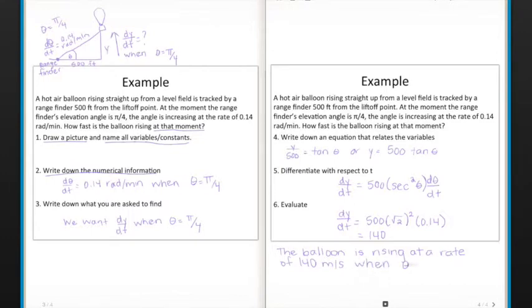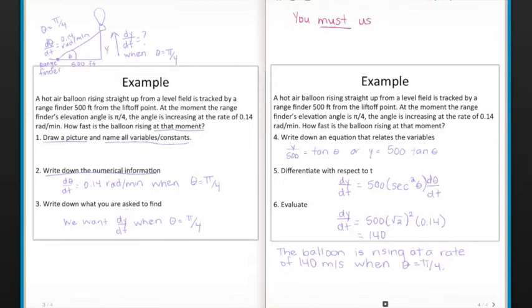And then what's our units? Meters per second, or meters per minute. That should say meters per minute. When theta equals pi over 4. Please make sure that when you finish each of these problems, your final answer should be a complete sentence.